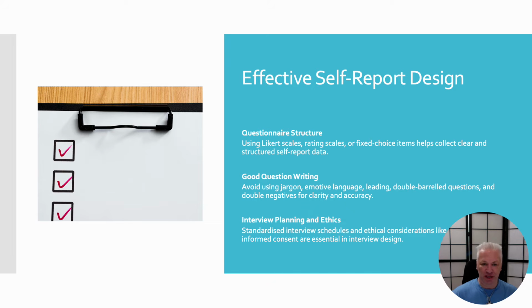So when you're writing a good questionnaire, to improve the validity and reliability, questions should be carefully designed. Try to avoid jargon. Use clear, simple language appropriate to the target population. Avoid emotive language, so emotionally loaded words can bias responses. Avoid leading questions, so don't push them to answer a certain way. And avoid double-barrelled questions, so only ask one thing at a time. And also avoid double negatives. They confuse participants and will reduce validity. So well-designed questions reduce response bias and increase the accuracy of the data being collected.